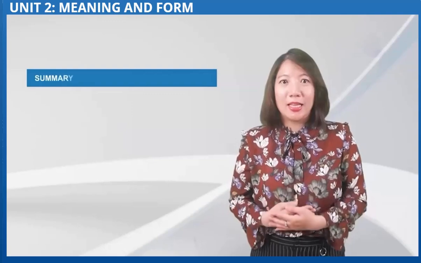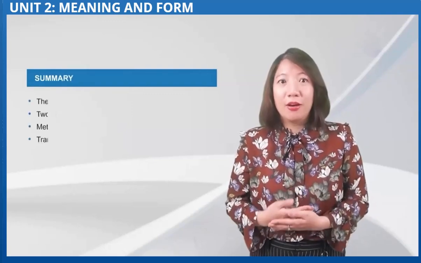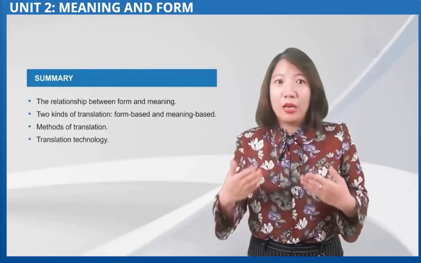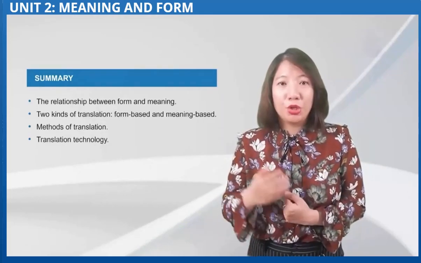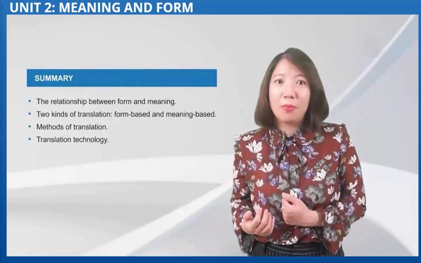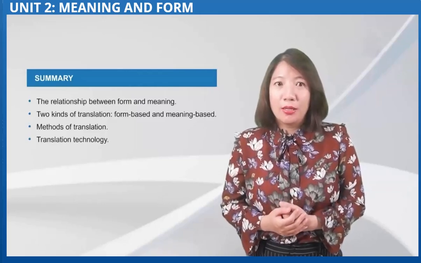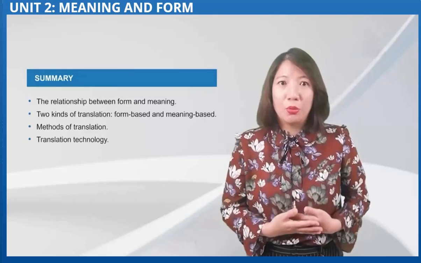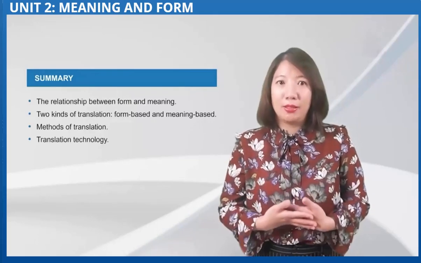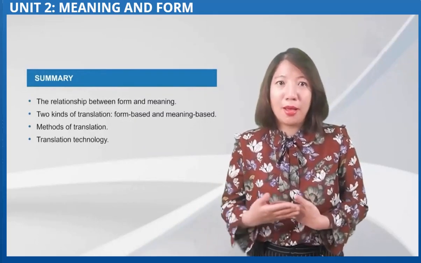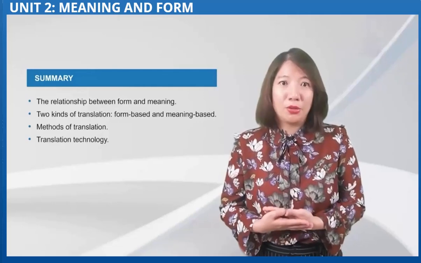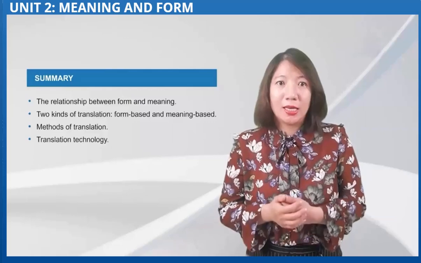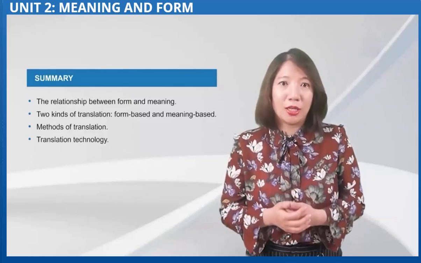So, in this lesson, we have discussed the relationship between form and meaning, and based on that, we looked at the two different kinds of translation, which are form-based and meaning-based translation. The main part of the lesson is methods of translation, where we discuss the 8 methods of translation by Peter Newmark. And the final part of the lesson talks about translation technology, CAT, and translation memory.